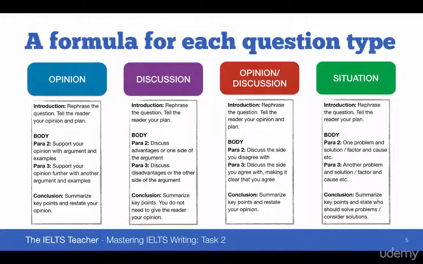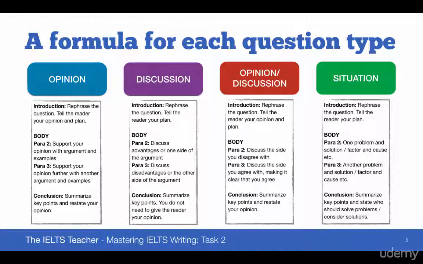Finally, the situation question, it's a little bit different to the other question types, it sort of has its own template. We are going to rephrase the question in the introduction and we're going to tell the reader our plan. But then in the body, what we do is we look at one problem and one solution in each paragraph. One of the problems in big cities is the high pollution rate. To solve this problem, we should invest more in green energy companies, something like that.